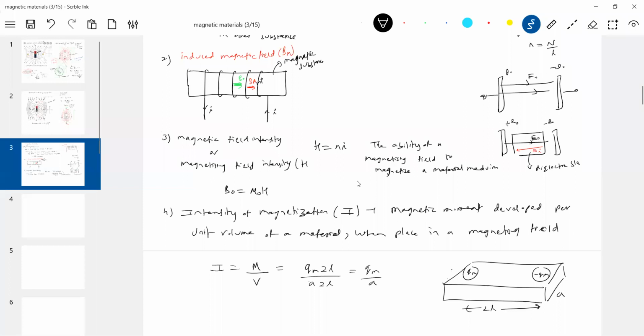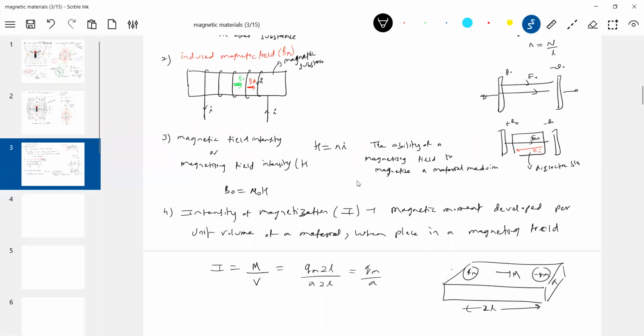So what is the question being asked? Per unit volume, no? What is the dipole moment? Can we define the dipole moment like this: pole strength into magnetic length. Then this is the area of cross section, and area of cross section into that length becomes volume. So the 2l gets cancelled. So the pole strength per unit cross section is what we can define as the intensity of magnetization.